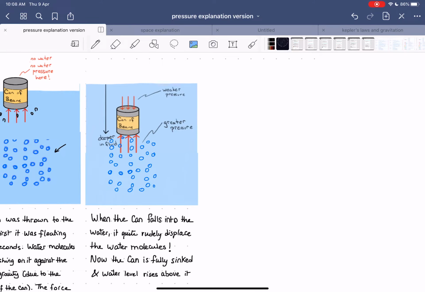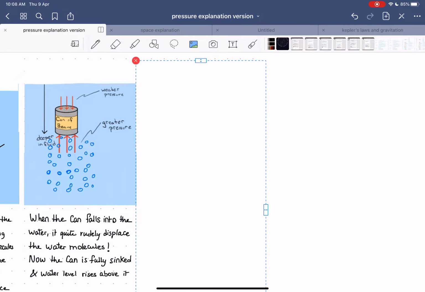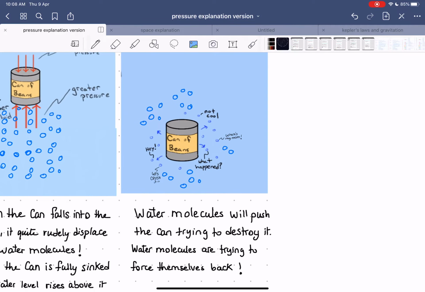The can falls into the water, and it will quite rudely displace all the water molecules. And now the can is fully sunk, and you can see how the water level will slightly rise above it. This disturbs the water molecules that were living in peace. So here comes the second line of defense. Water molecules will now try to crush it. They will work all together in order to crush it. Water molecules will push the can, trying to destroy it, because something weird entered their medium.